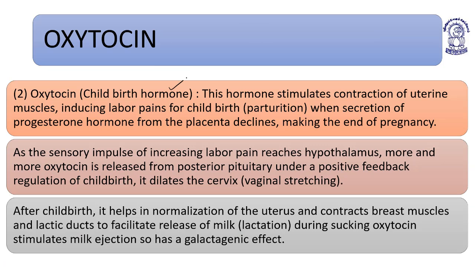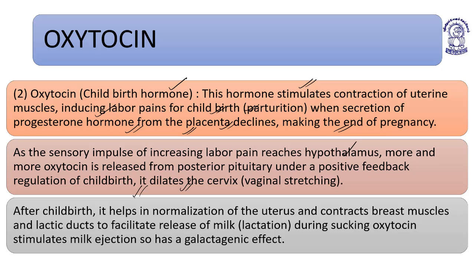Oxytocin is the childbirth hormone. This hormone stimulates the contraction of uterine muscles for the easy passage of the baby, inducing labor pains for childbirth, parturition. When secretion of progesterone from the placenta declines, this hormone reaches its maximum level, marking the end of pregnancy. As the sensory impulse of increasing labor pain reaches the hypothalamus, more and more oxytocin is released from the posterior pituitary lobe under positive feedback regulation of childbirth.